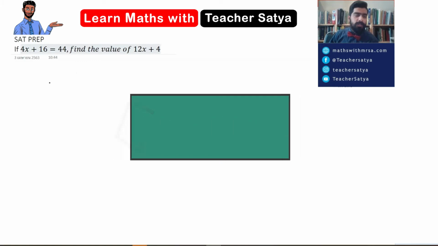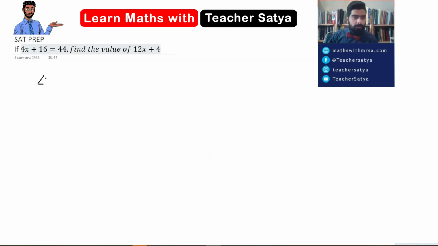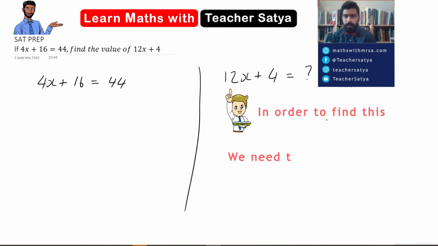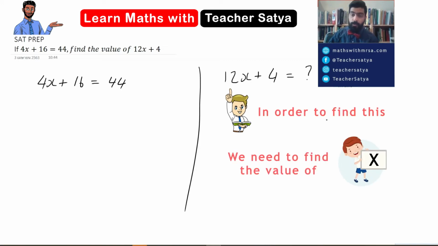What do we see here? We see that 4x plus 16 is equal to 44, and they want us to find the value of 12x plus 4. So first, in order to find this, we need to find the value of x. Once we find the value of x, we can substitute it and solve for this expression. So let's solve for x now.